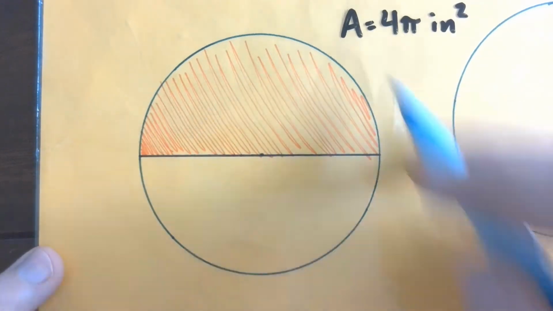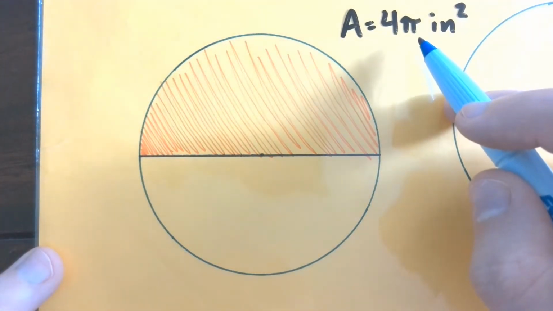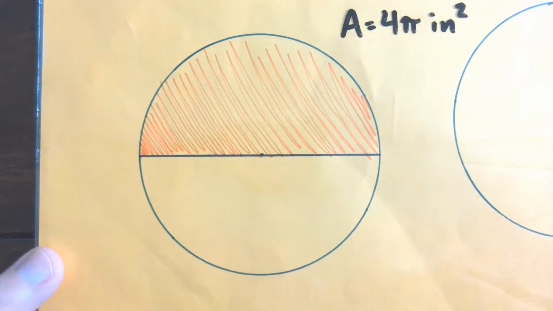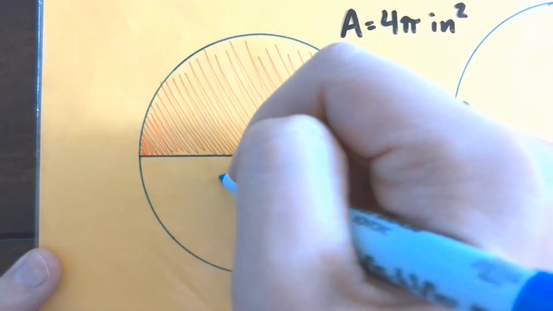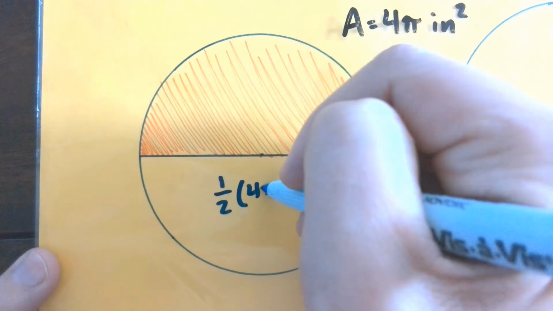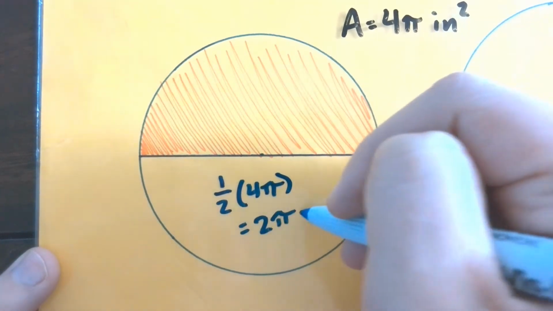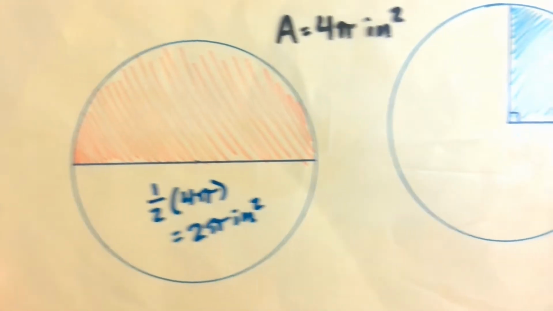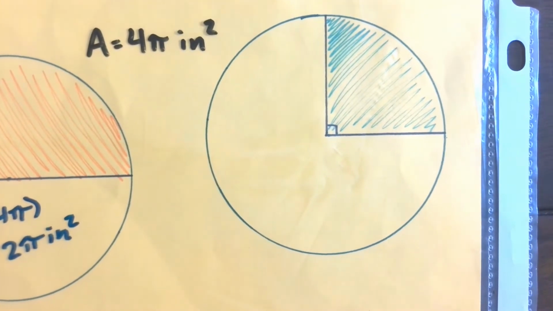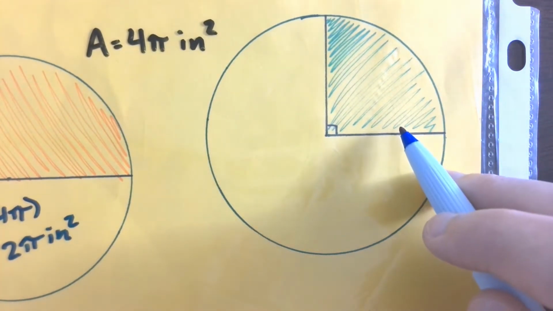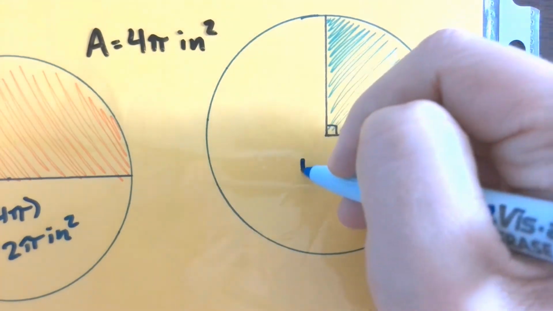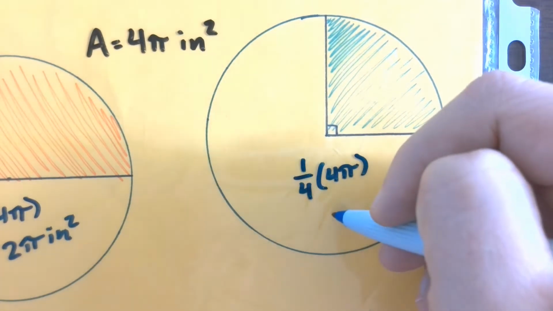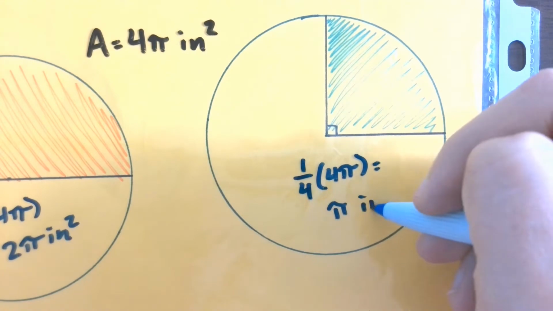So let's say that this circle has an area of 4 pi inches squared. If we were trying to find just the area of this sector, so it's half of the circle, then I would need to take half of the total area. So I'd say 1/2 times my 4 pi, which is 2 pi inches squared. We'll just keep things in terms of pi. Same size of circle, same area, but now I'm looking at 1/4 of the area. So I would need to take 1/4 of the total area. So 1/4 of 4 pi is just pi inches squared.